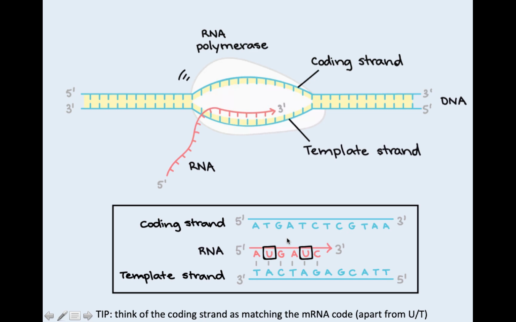You're going to use this as a template to make your messenger RNA. And this is why the coding strand is called the coding strand, because it's like the code, it's like a copy of what the messenger RNA ends up being. So you're going to unzip the DNA, here's the gene here, and you're going to copy that gene by complementary base pairing. And you're probably thinking, well, then it's not a copy, it's the opposite. Well, actually, when you then go to make your protein, you're going to then flip this back again in transfer RNA.